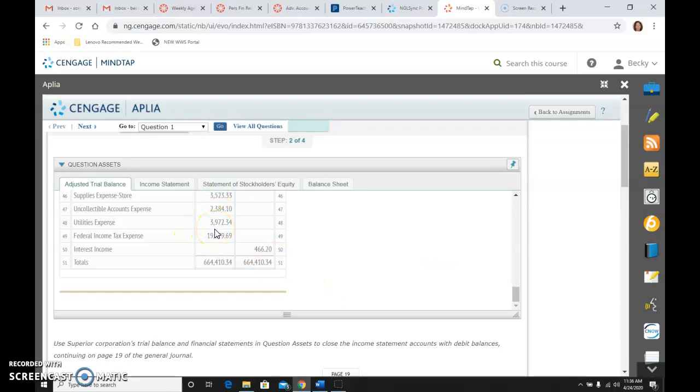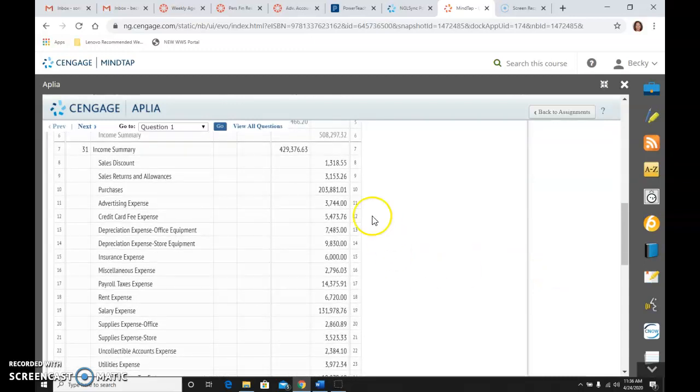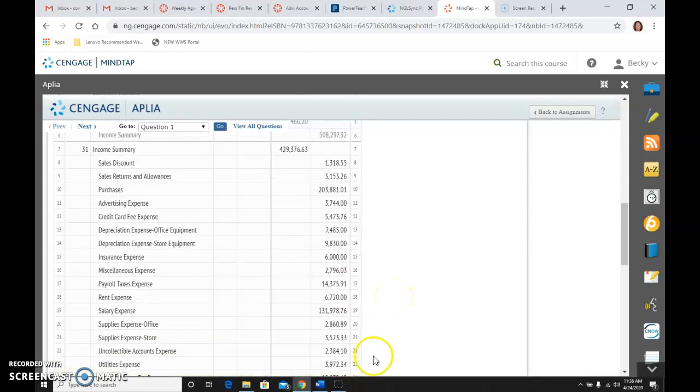I'm going to credit these accounts to get rid of them, which I have done here. Sales discount, all the way down to federal income tax expense. And I put all those balances as a credit to get rid of them, add them all up, and I would get 429,376.63. And I put that in income summary.